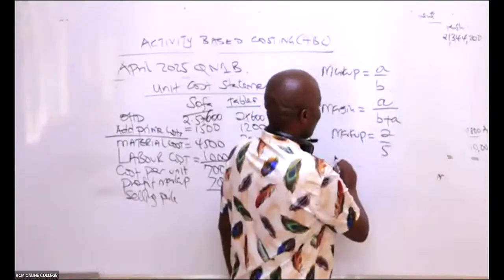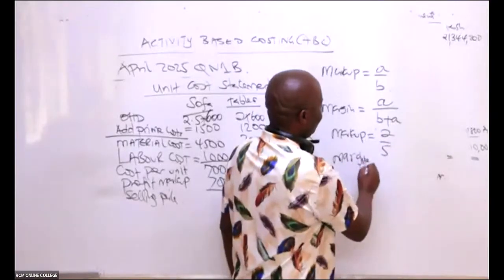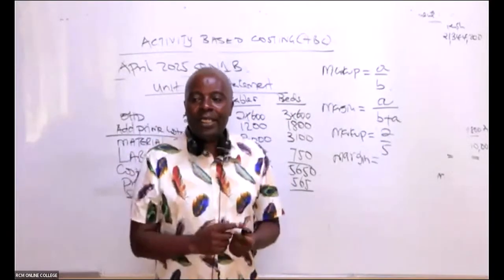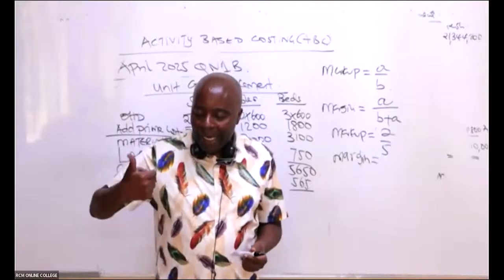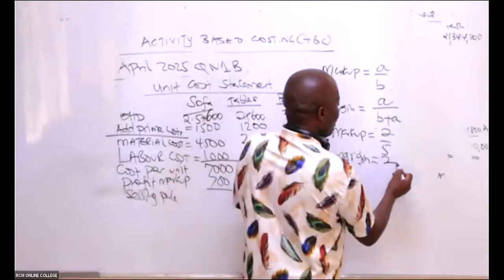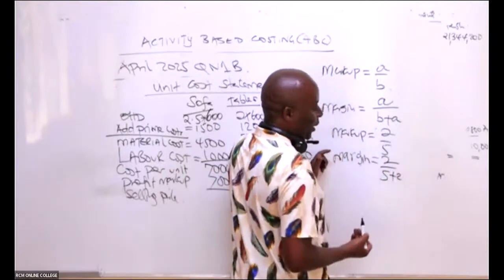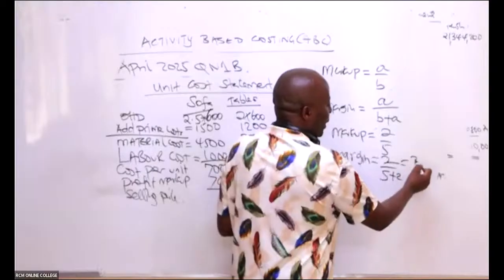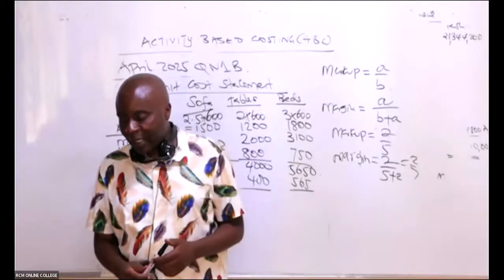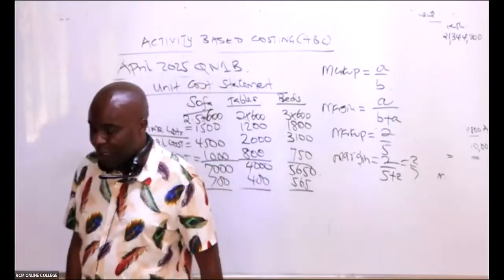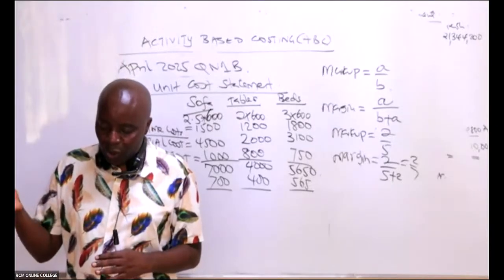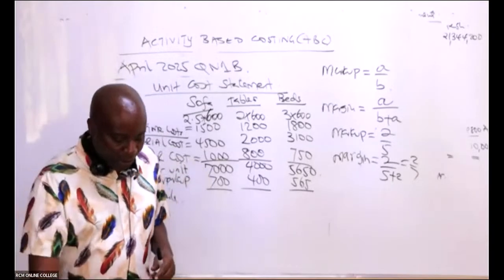If you're given markup, just for your practice, 2 over 5, is there somebody who can give me the margin? 2 over 7. Because for margin, you must inflate the base. So the margin will be 2 over 5 plus 2, which will be 2 over 7. Please give me some feedback, whether you are able to follow. Tell me whether you now know how to convert markup to margin, and then I'll teach you how to convert margin to markup.